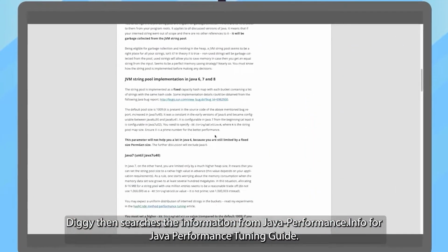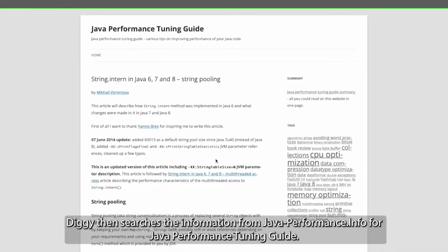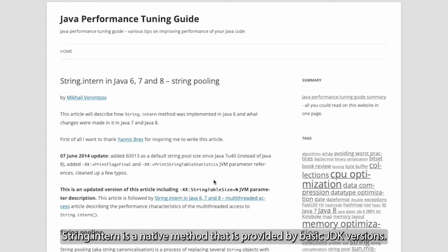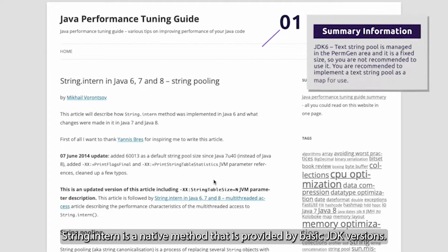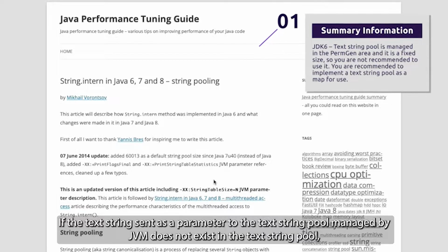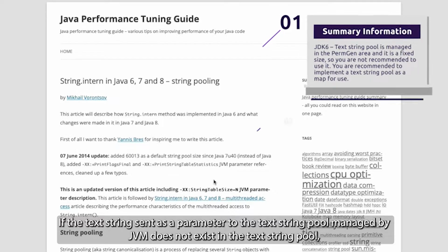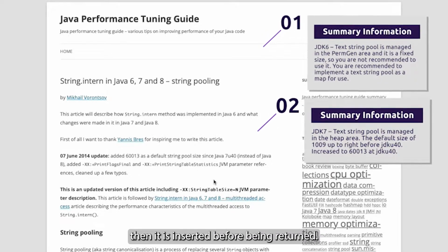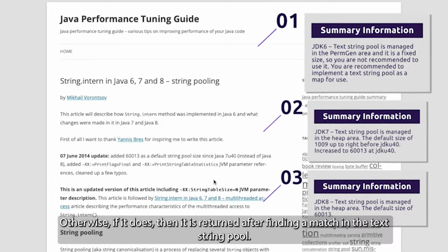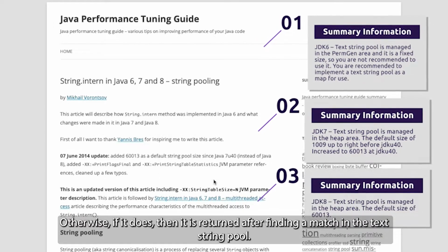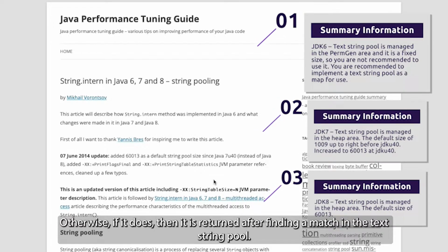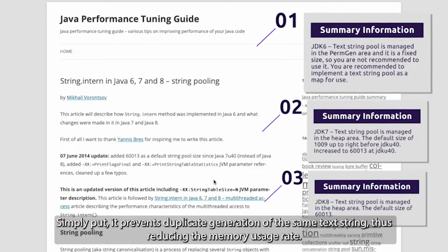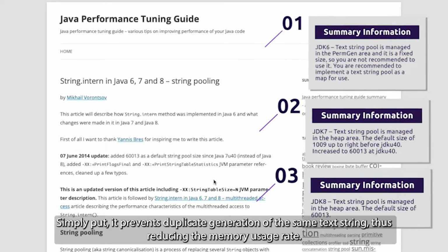Diggy then searches for information from javaperformance.info, the Java Performance Tuning Guide. String.intern is a native method that is provided by basic JDK versions. If the text string sent as a parameter does not exist in the text string pool managed by JVM, then it is inserted before being returned. Otherwise, if it does, then it is returned after finding a match in the text string pool. Simply put, it prevents duplicate generation of the same text string, thus reducing the memory usage rate.